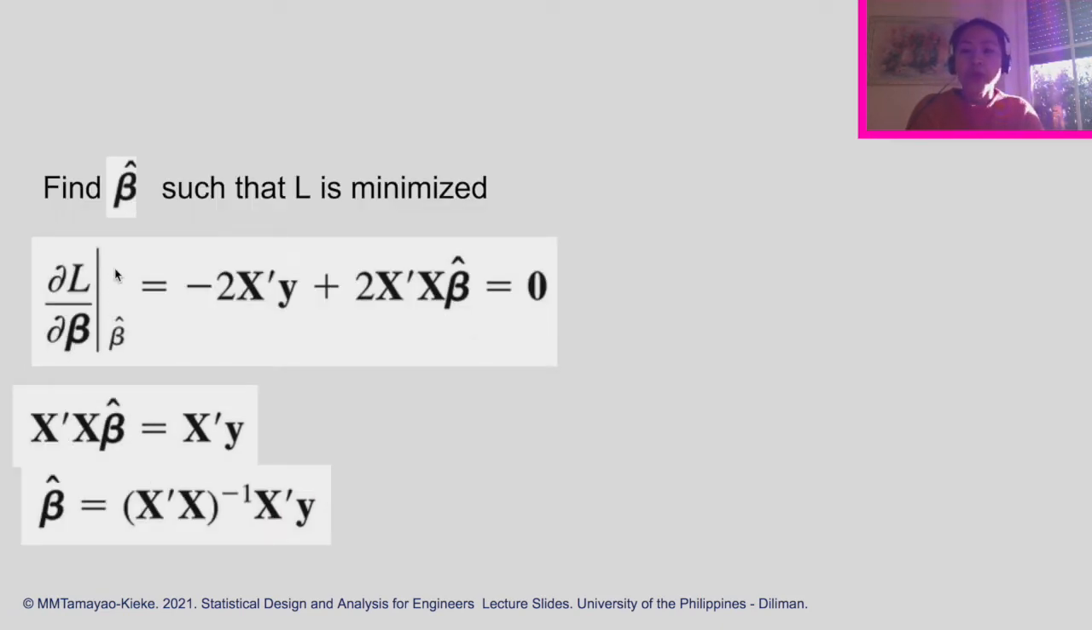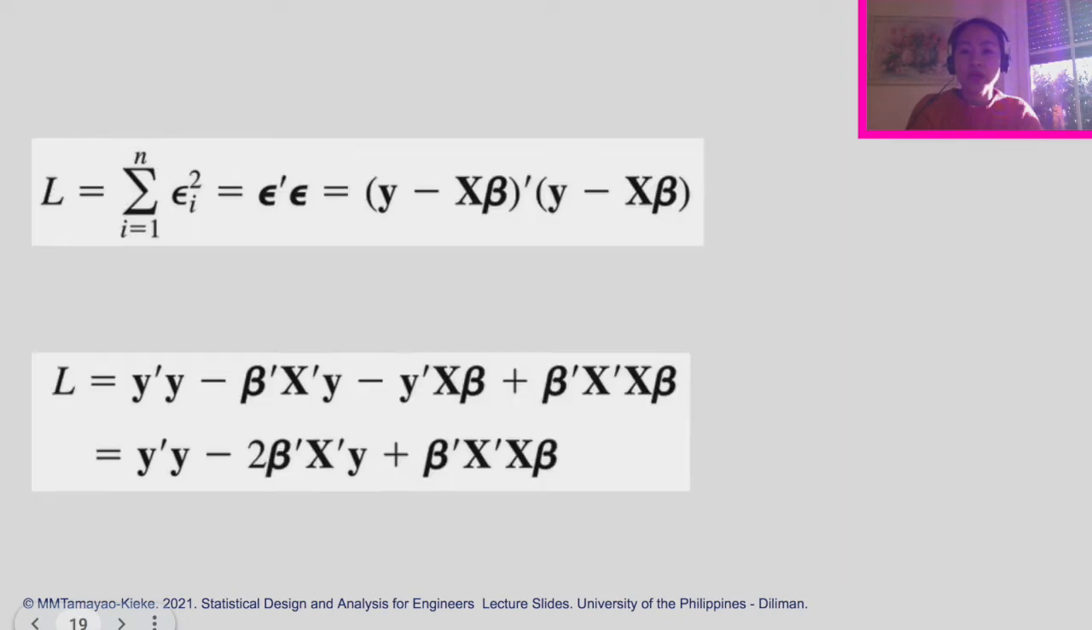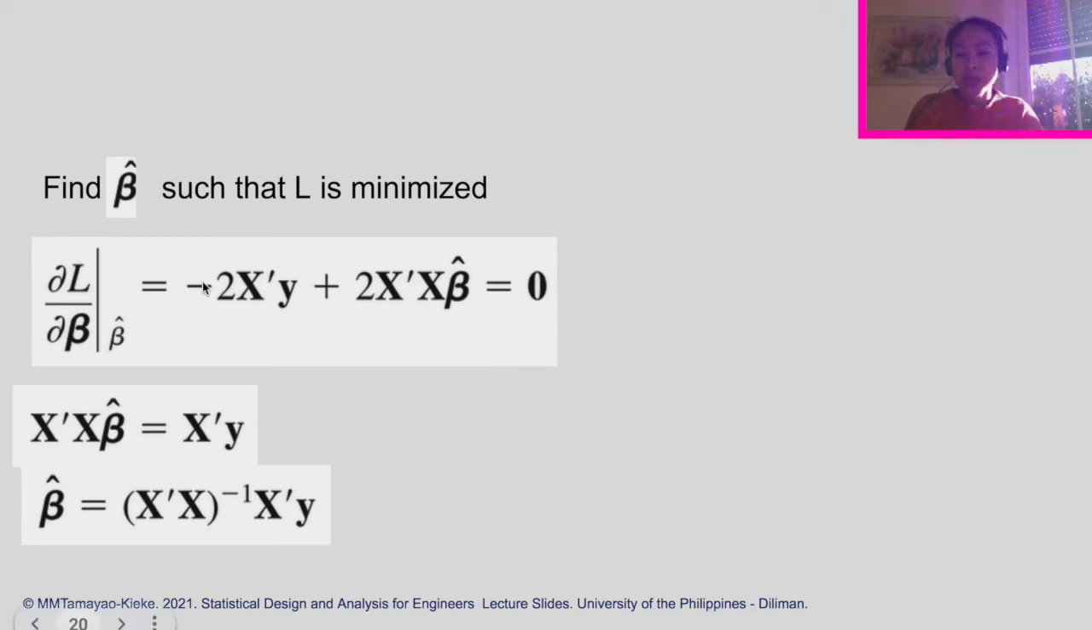Now what we want to do is to find the vector beta hat such that L is minimized. So we take the derivative of L with respect to beta, and this would just be equal to negative 2X'y plus 2X'Xβ hat, and this should be equal to 0. Manipulating that, you would have X'Xβ hat equals X'y.